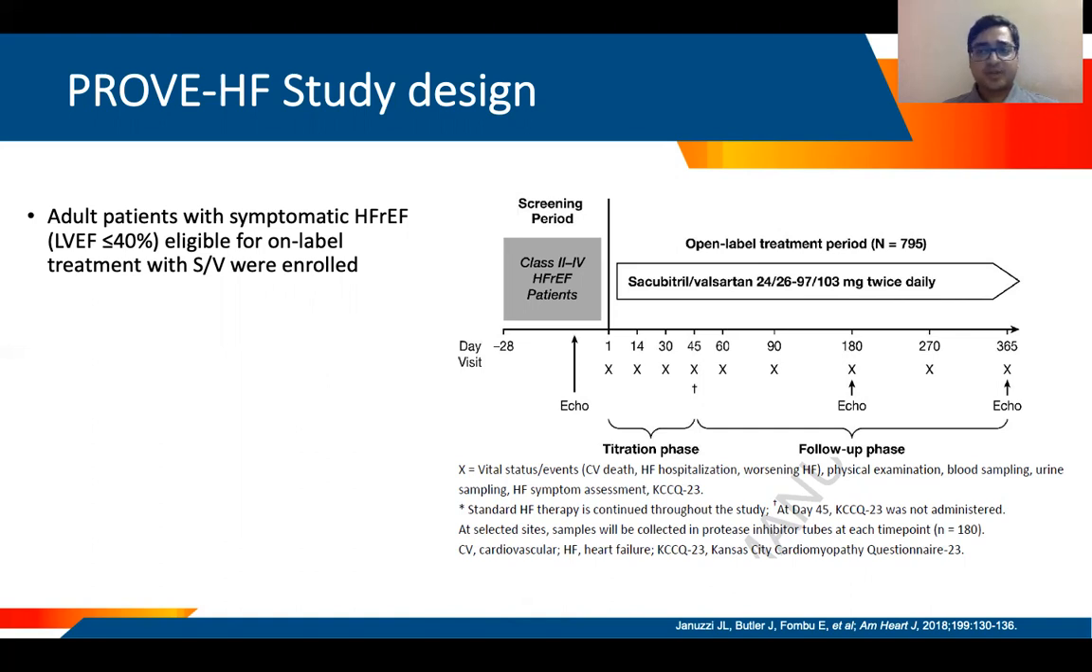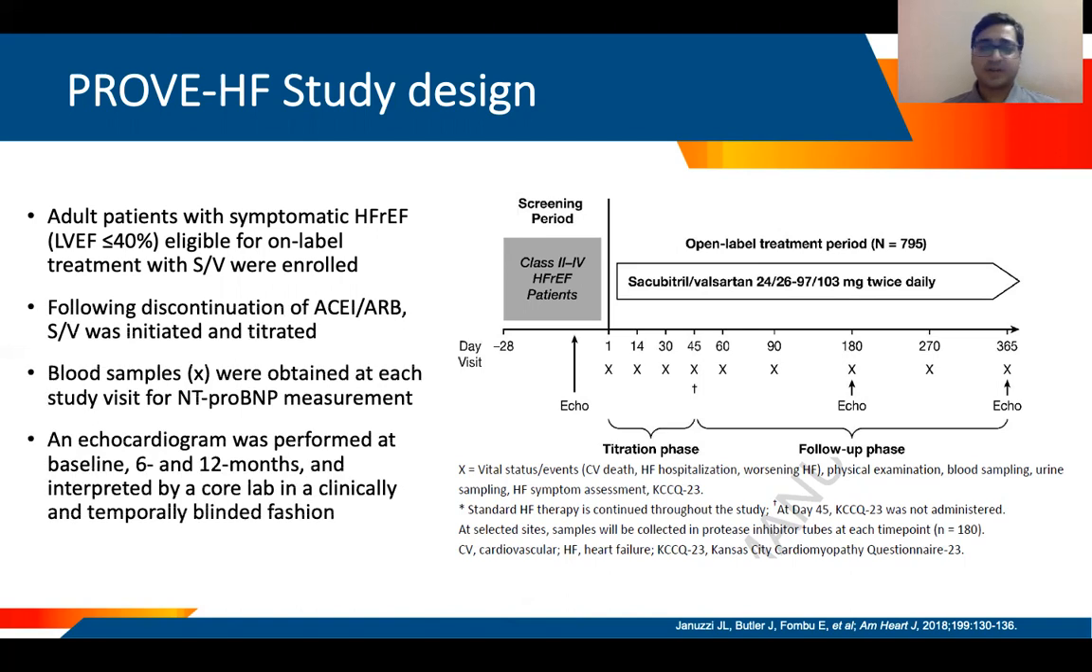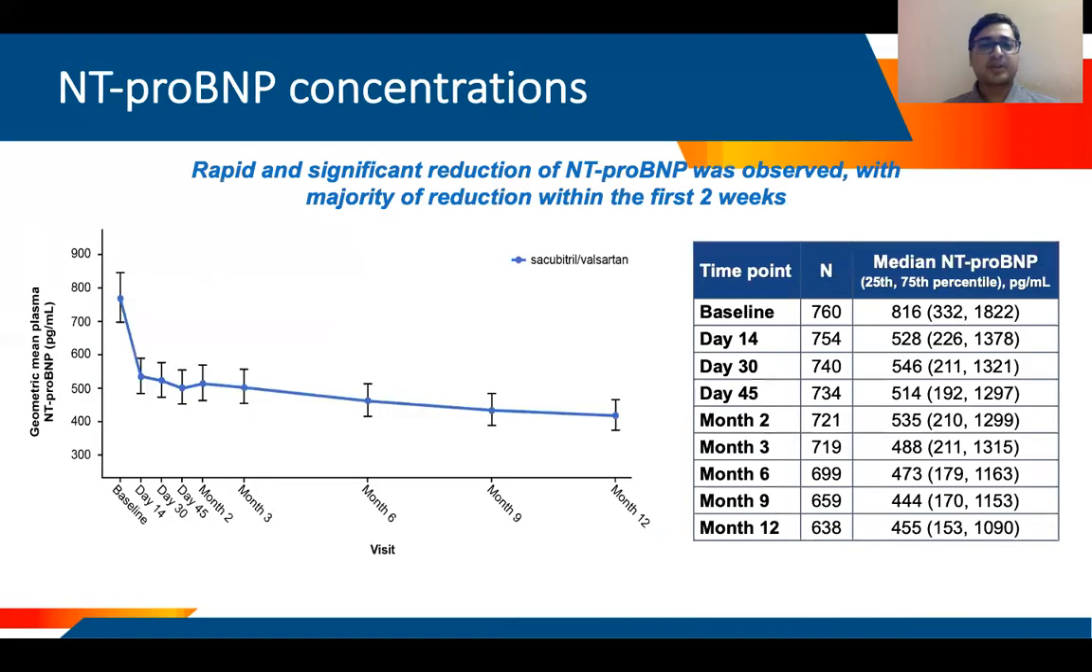The echo-based parameters were analyzed at the baseline, 1 month, 6 months, and 12 months. Patients were prescribed sacubitril valsartan, and gradually the doses were increased to 100 mg twice daily to see the effect. Blood samples were also obtained for NT-proBNP level. An echocardiogram was performed. And this is the chart at the analysis from baseline to month 12.